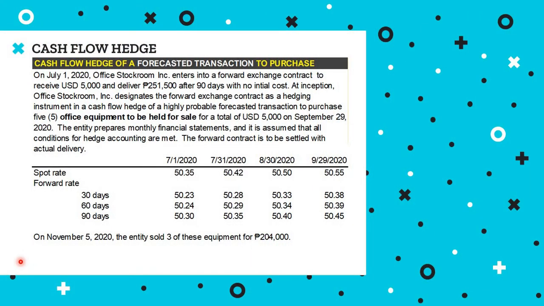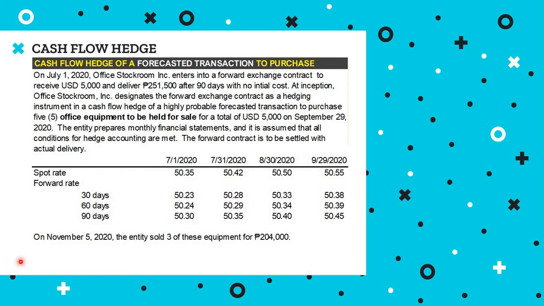So, ngayon, let us now proceed to our next problem. So, dito, this is again a cash flow hedge of a forecasted transaction to purchase. So, similar to the first problem. So, ano ang difference nito dun sa ating unang sinagutan? So, basahin natin yung problem.